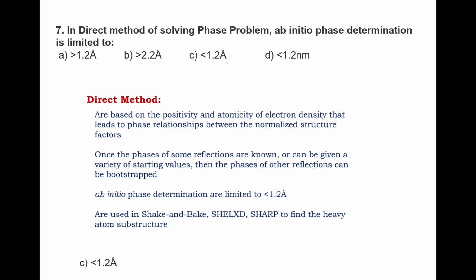In the direct method of solving the phase problem, ab initio phase determination is limited to... So, as you can see, Sir mentioned these direct methods in his slide, and he also mentioned that the ab initio phase determination is limited to molecules less than 1.2 angstrom. So it is for much smaller molecules that these direct methods are available. So the correct answer to this question is option C.